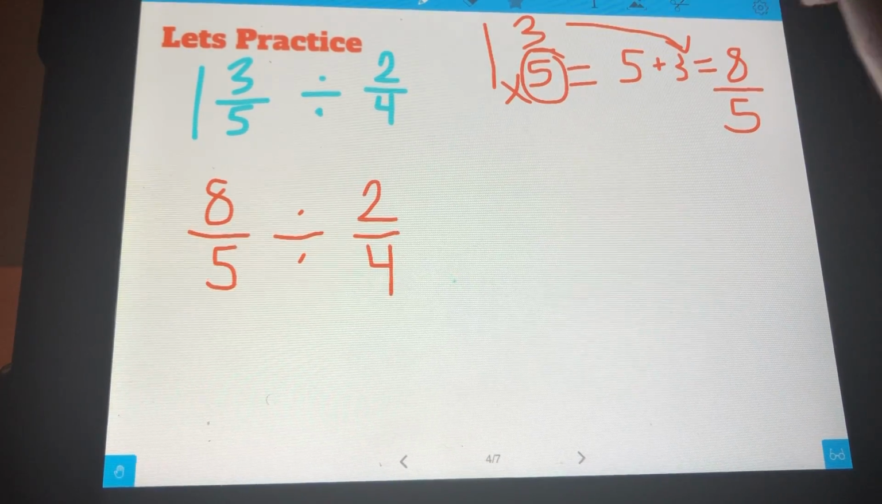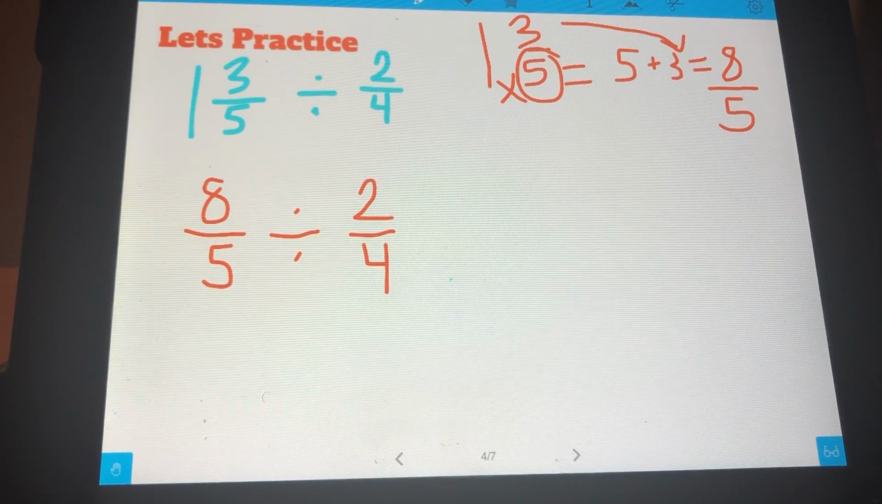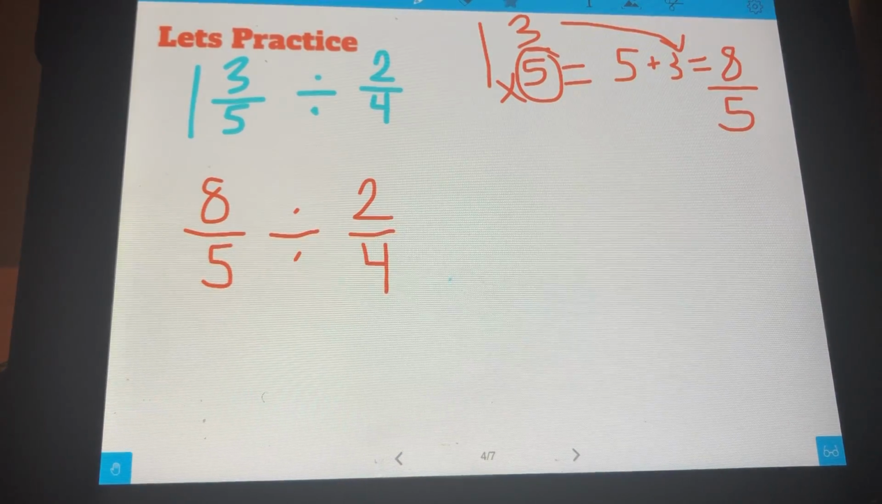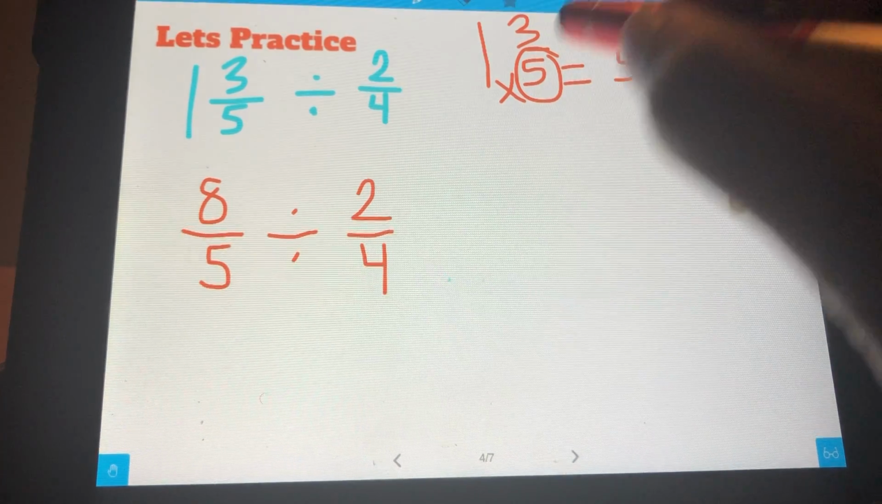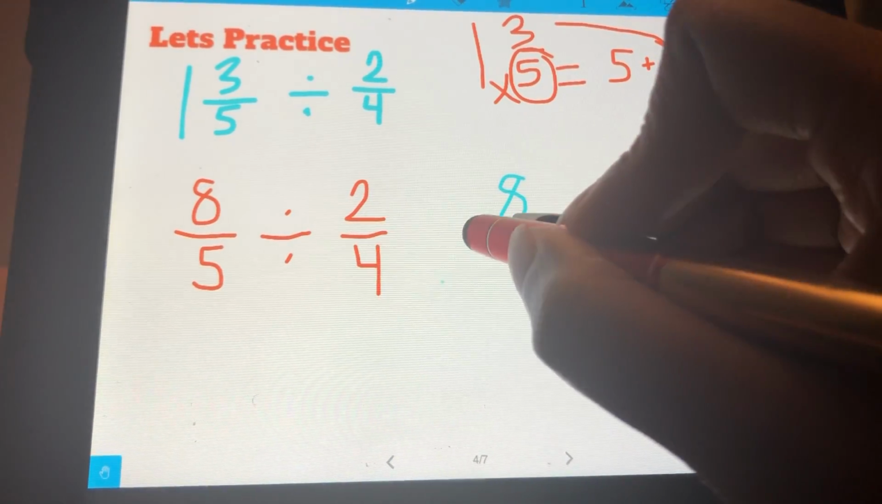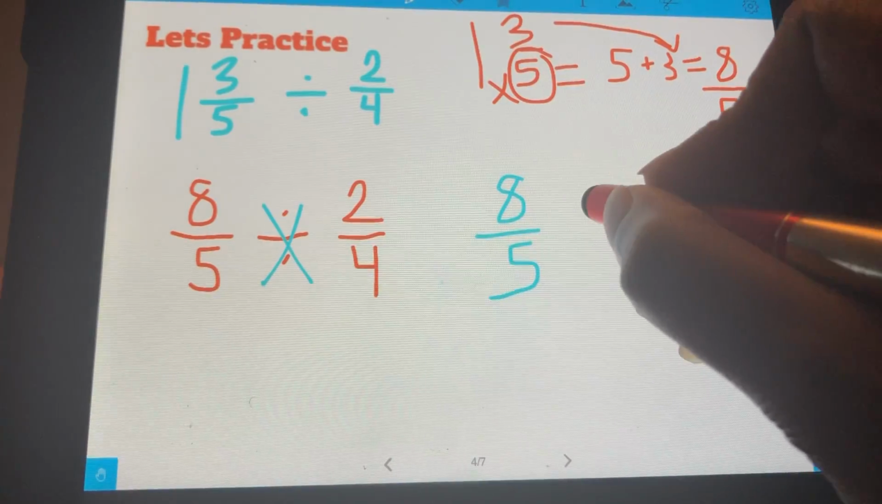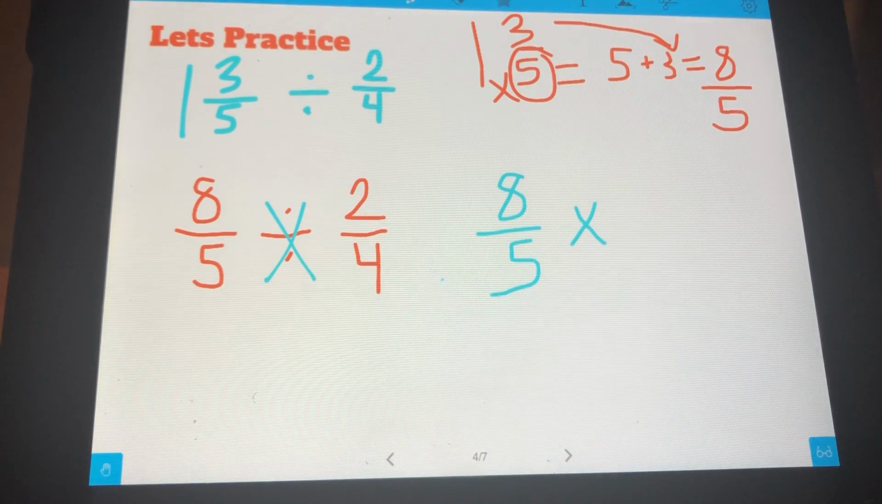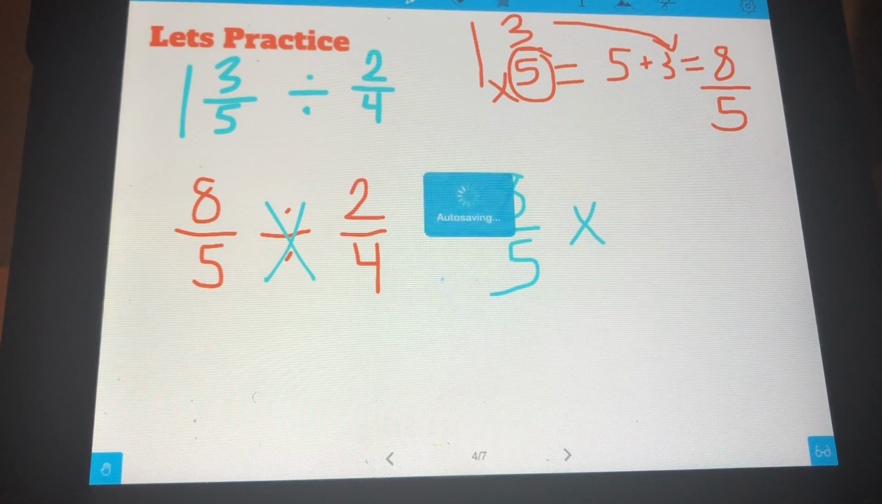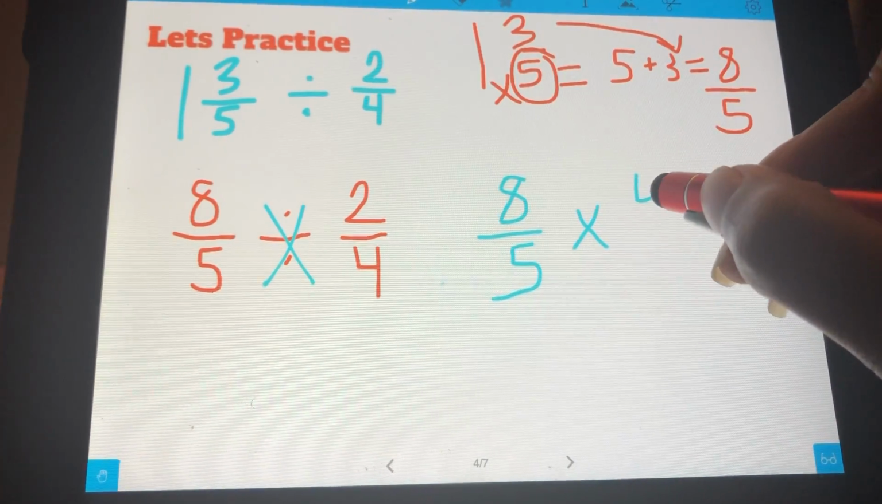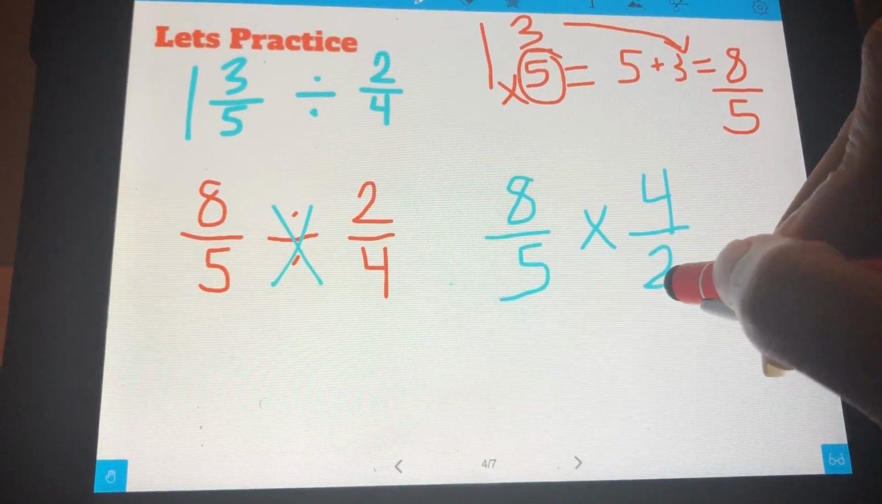Now we need to go into our KCF. I'm going to use a different color. What do we do? Keep that first fraction. Rewrite it again, guys. Keep it. Change it. And do what to the second fraction? Say it with me. Flip the second fraction. Say it again. Flip the second fraction. All right, so we're going to flip 2/4, and it's now going to be 4/2.